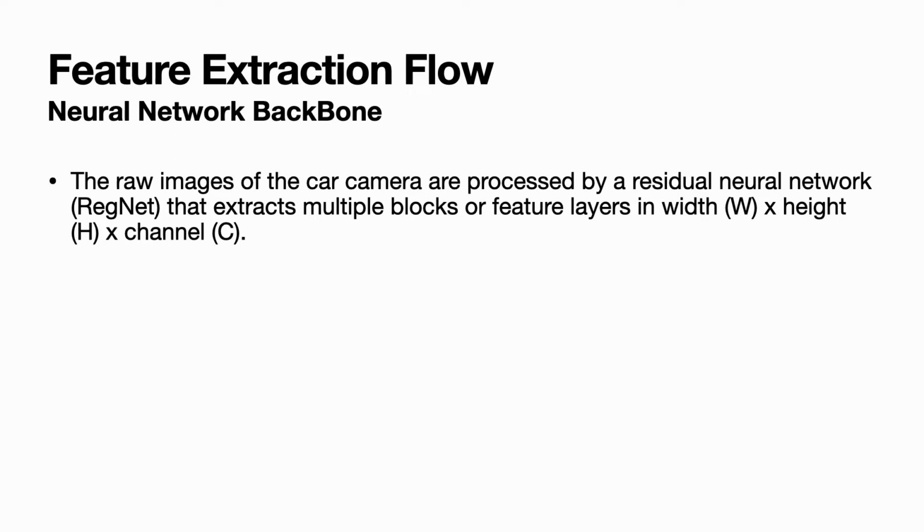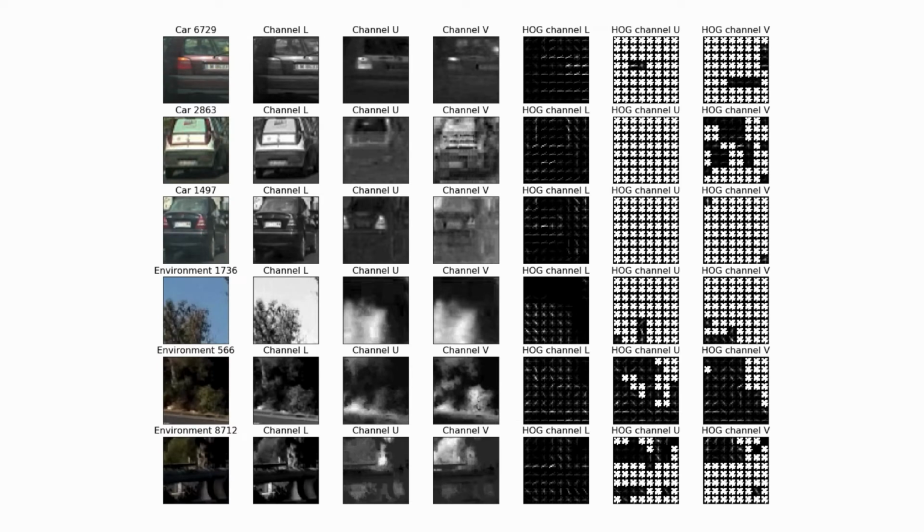The raw images of the car camera are processed by a residual neural network, RegNet, that extracts multiple blocks or feature layers in width, W, X height, H, X channel, C. The first feature output has a high resolution, 160 by 120, and focuses on all the details in the image. Moving all the way to the top layer, with a low resolution, 20 by 15, but with a greater channel count, 512.